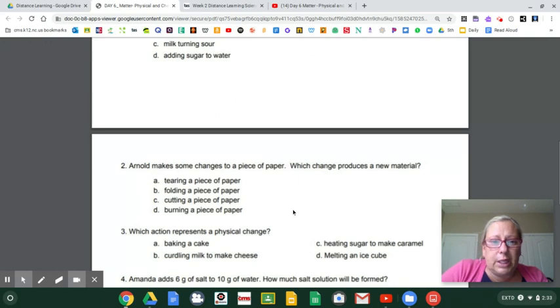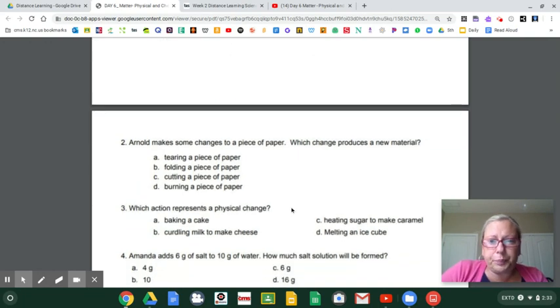Arnold makes some changes to a piece of paper. Which change produces a new material? Oh, so I am looking for burning bubble baby. All right. A, tearing a piece of paper. B, folding a piece of paper. C, cutting a piece of paper. D, burning a piece of paper, burning bubble baby. Ooh, it just makes it so easy.